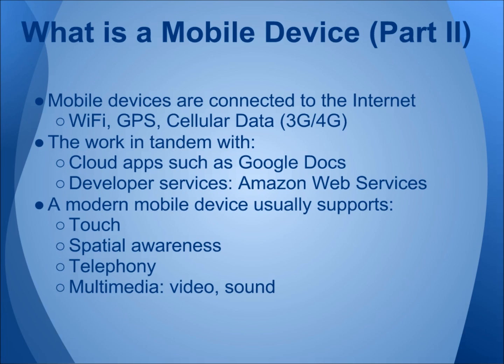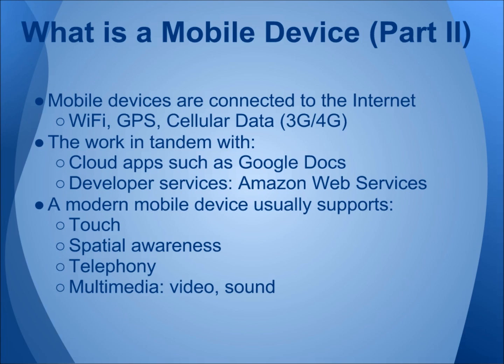So more about mobile devices. They're connected to the internet. They use Wi-Fi, they have GPS, or they'll have cellular data. So we talked about those a little bit earlier, what we mean. The key point is they'll allow you to get on the internet or to connect to even a satellite with GPS. They work in tandem with the cloud and developer services, Amazon Web Services, so you can go up and run applications in the cloud, such as Google Docs, or you can connect to programming services, web services of various kind at Amazon and many other companies.